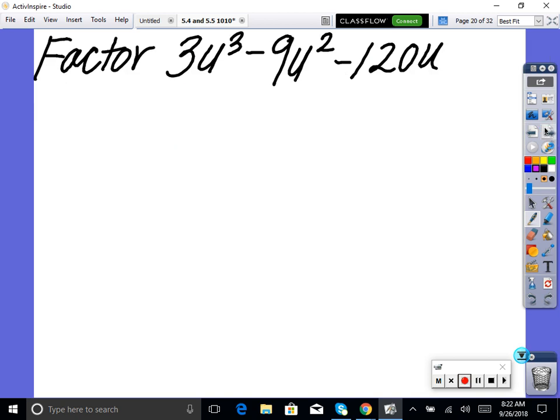Okay, awesome. Okay, looking at this one, guess what people do? They just start doing what multiplies to be a times c. Wrong. That's how we factor quadratics. This is cubic. What should I factor from the beginning? Greatest common factor, which is 3u. Okay, good. Now divide by 3u.